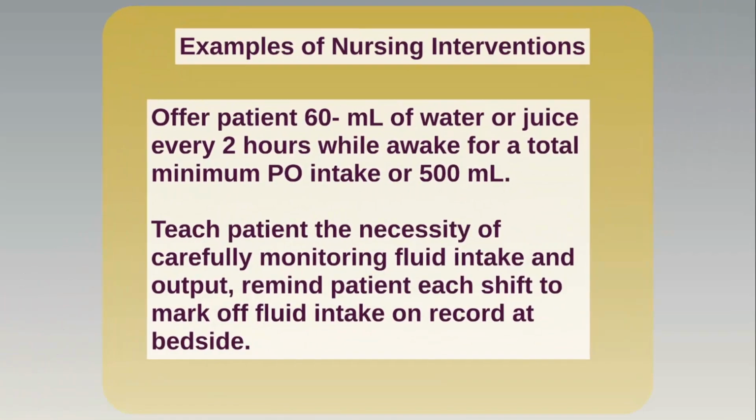So, examples of nursing interventions: we might offer the patient 60 milliliters of water or juice every 2 hours while awake for a total minimum PO intake of 500 milliliters. Or maybe teach the patient the necessity of carefully monitoring fluid intake and output, and remind the patient each shift to mark off fluid intake on the record at bedside. So those are just some examples.